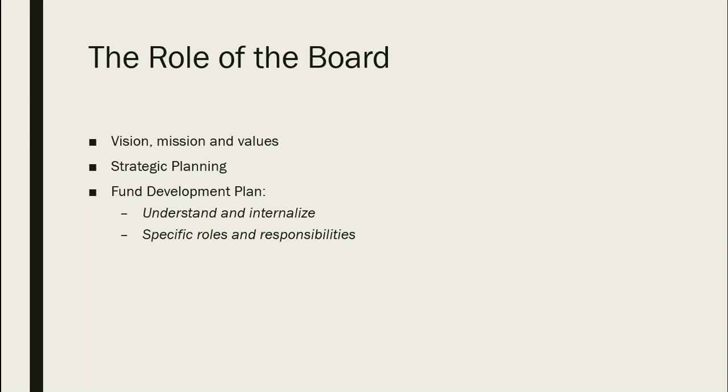The board plays such a critical role in terms of implementation of our fund development strategies. To not include them in this process can be a big miss. Obviously we're going to talk about some of the building blocks to our plan, which is vision, mission, strategic plan, and the board plays a critical role in those. That's something that I think we all know, because it's very clearly something that's part of their role.